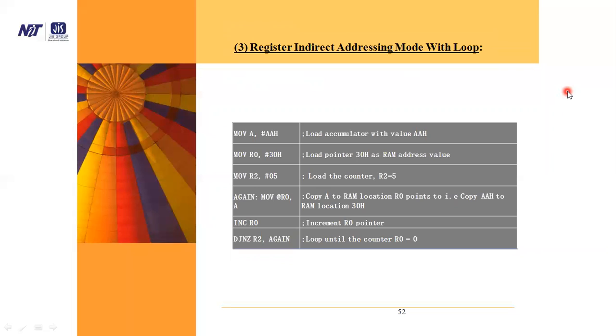So here it is looping. In the earlier program we saw it counting from 30 to 34. From 30 it is 5 locations, so the register here is 5. So looping will be 5 times.